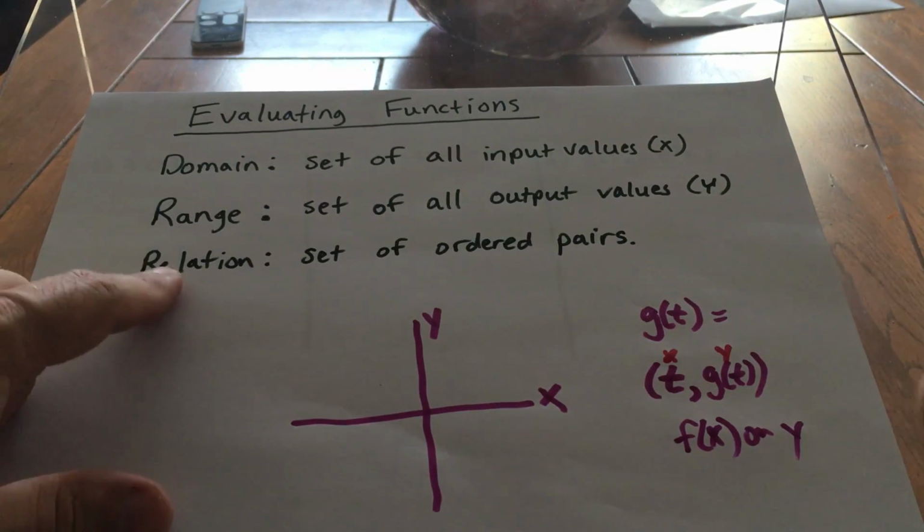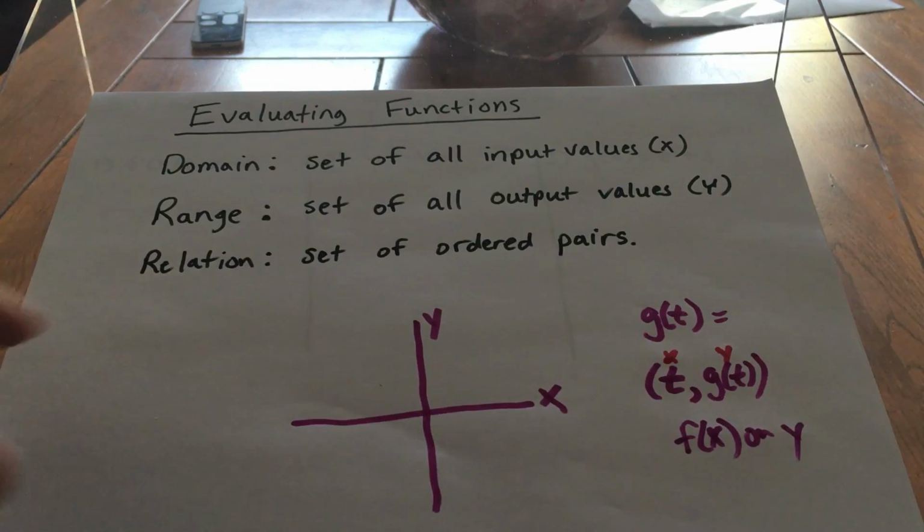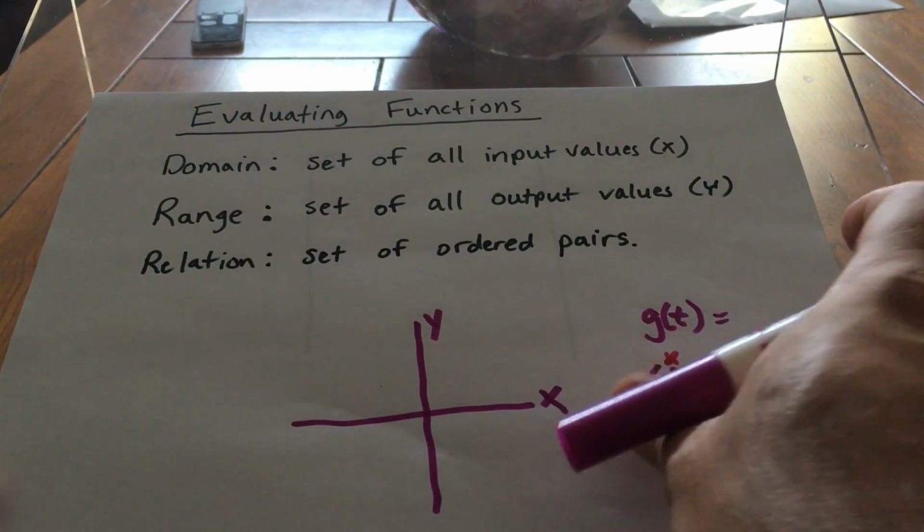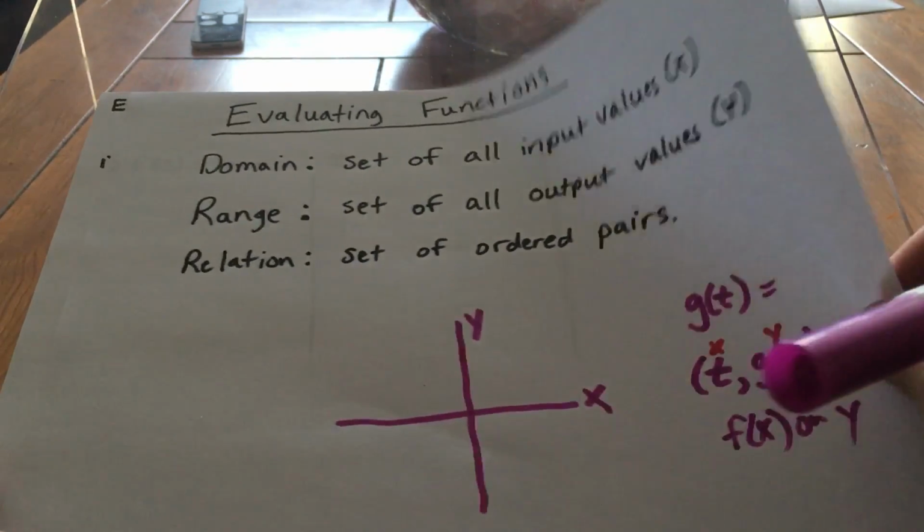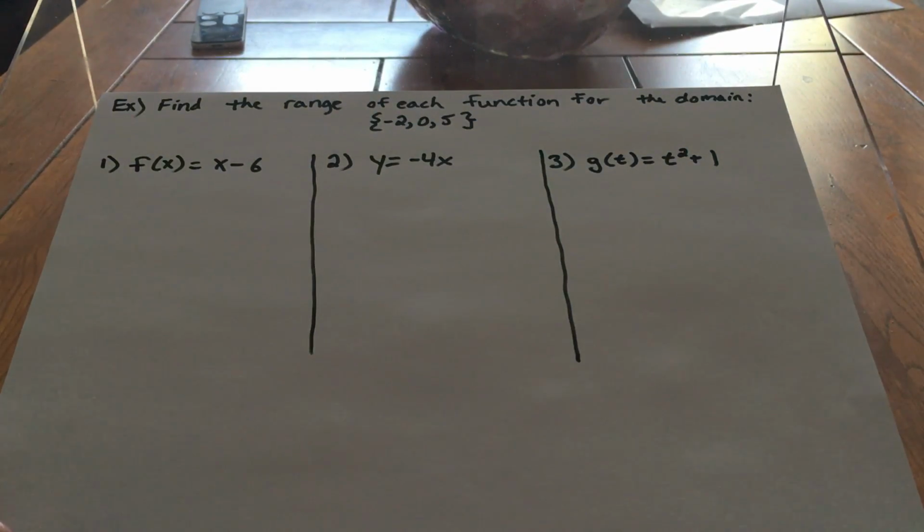Okay, and then a relation, that's just a definition that we need to know. A relation is just a set of ordered pairs. Now a relation can often be a function if it passes the vertical line test. So remember, we talked about if we have a set of coordinates, if you look at the x coordinate on all those coordinates and none of them repeat, then it is a function. If it's not a function, then we'll just call it a relation. Okay, so a relation is basically just a set of ordered pairs. So those are some definitions. You want to keep those in mind because they're not going to go away.